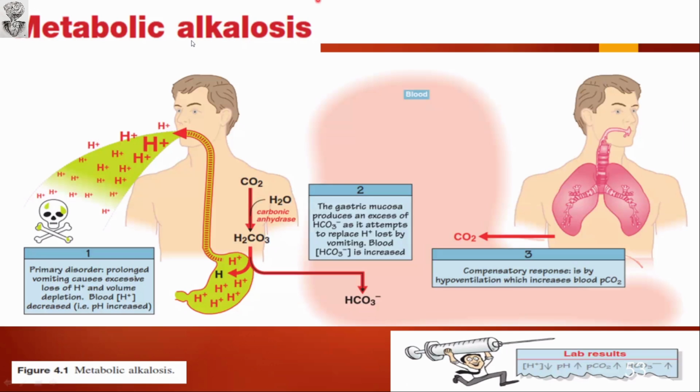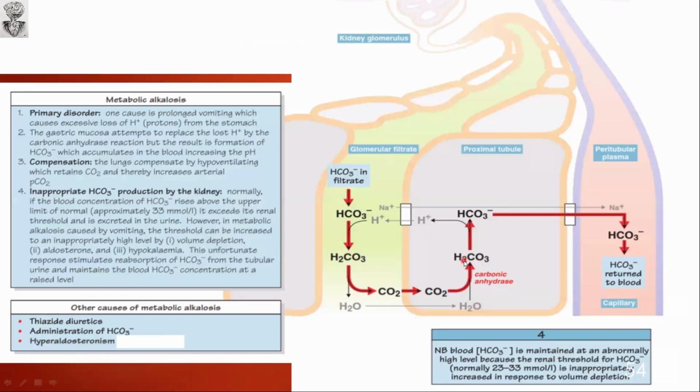Now, in metabolic alkalosis, the condition starts here with vomiting. You are losing hydrogen ions and you retain bicarbonate. So the respiratory system will start by doing hypoventilation, and the renal system will start to release the bicarbonate that you have in your blood in order to correct the metabolic alkalosis.